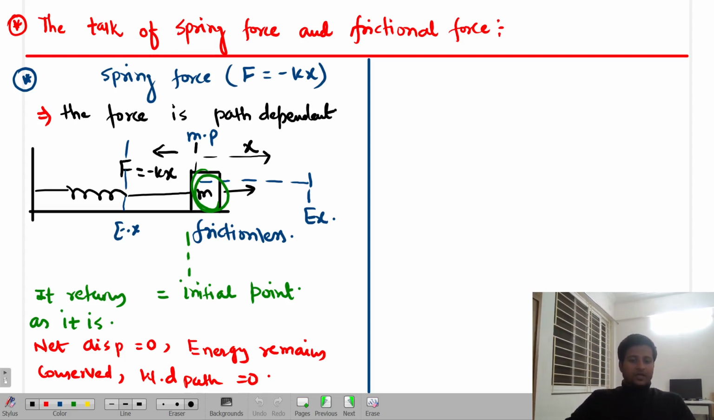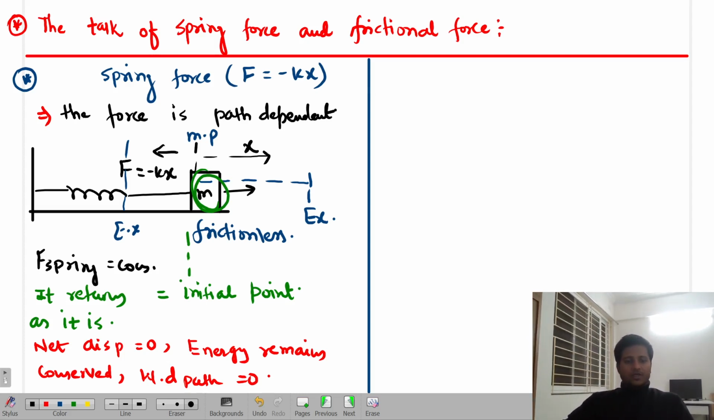So I repeat it once again. If I go from the initial point and return to the same initial point, that means my energy is conserved. And how does that happen? It happens if my work done along the path is how much? Zero. Are you able to get me or not? Basically, that means what? That the spring force is which kind of force? Conservative, isn't it?